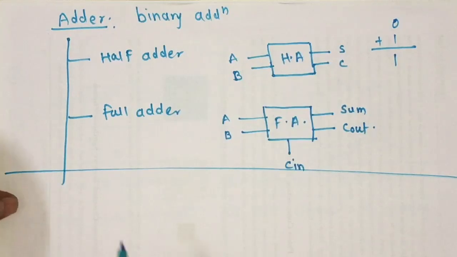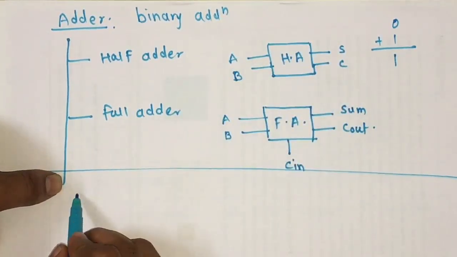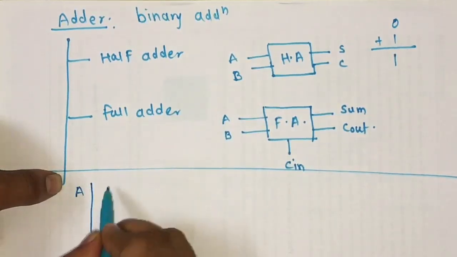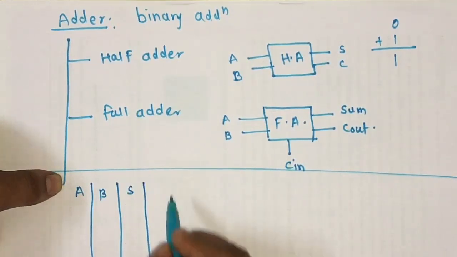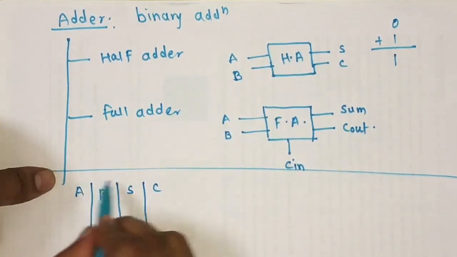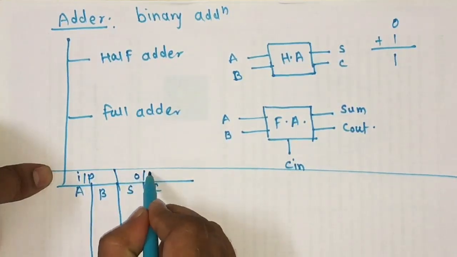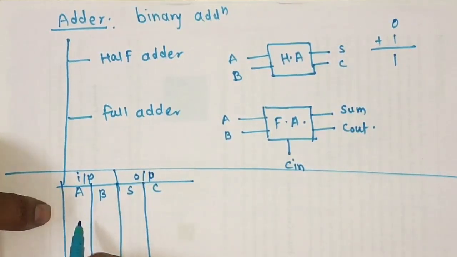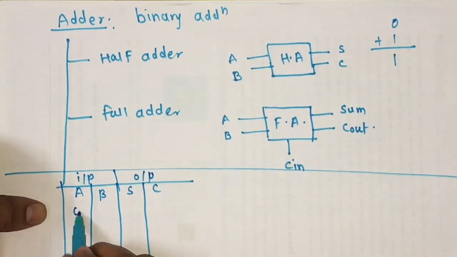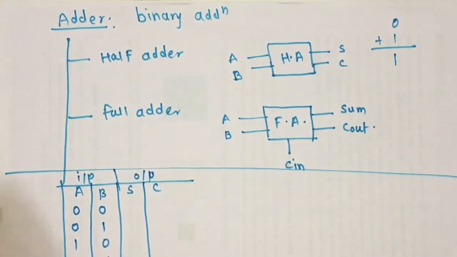So let us see the truth table of this adder. First, suppose we consider the half adder. The half adder consists of two inputs, that is A, B, and it has two outputs, that is sum and carry. Here these are the inputs and these two are outputs. As two inputs are there, the possible cases are 0 0, 0 1, 1 0, or 1 1.